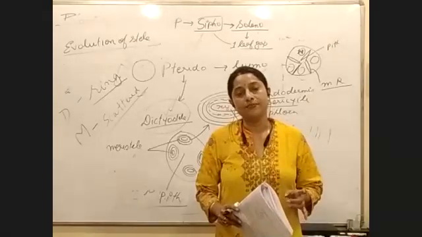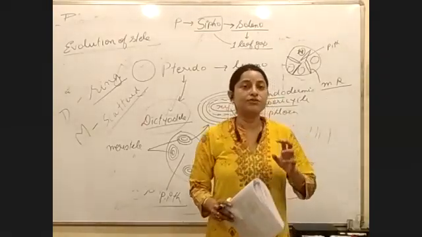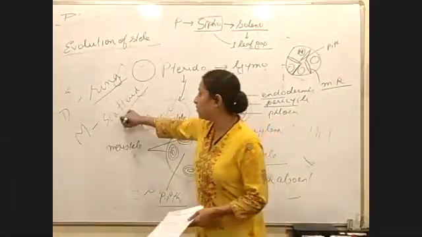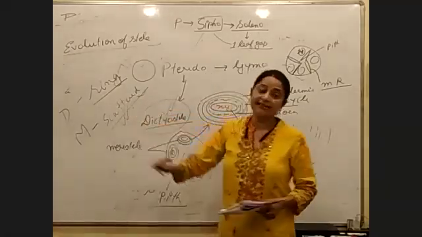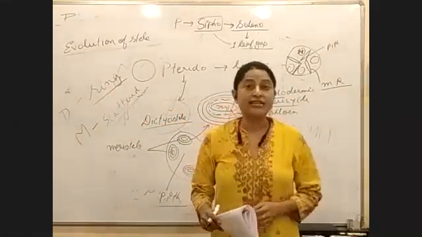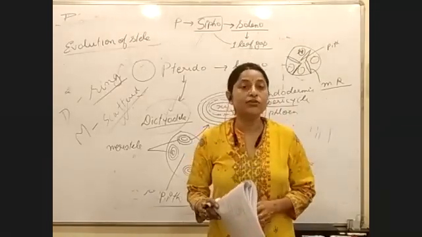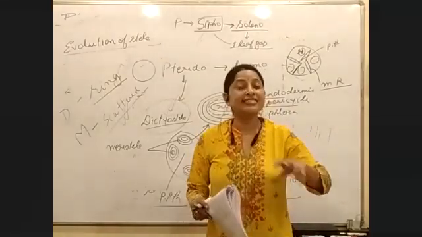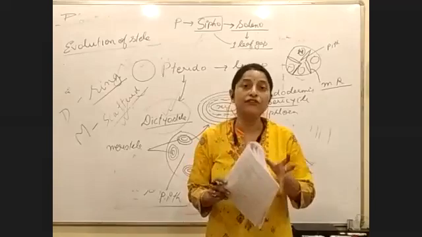The monocots. In the monocots, how are the vascular bundles arranged? Scattered. So in atactostele, we see the vascular bundles remaining scattered, right? There is no proper ring.